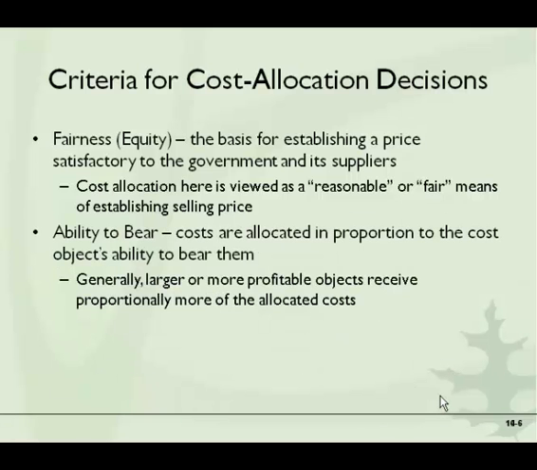The ability to bear is another criterion. Costs are allocated in proportion to the cost object's ability to bear them. So what this means is larger, more profitable objects receive proportionally more of an allocated cost. And the typical example of that is where we allocate cost based on the sales price.